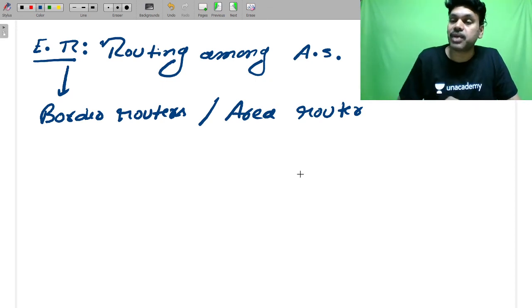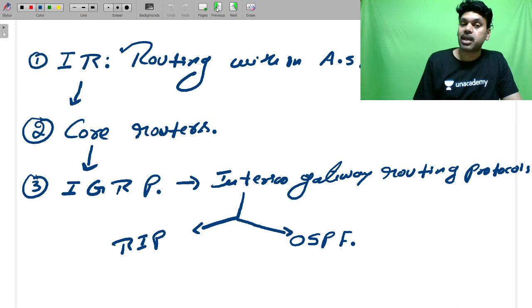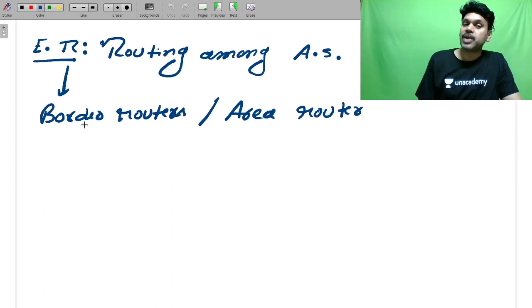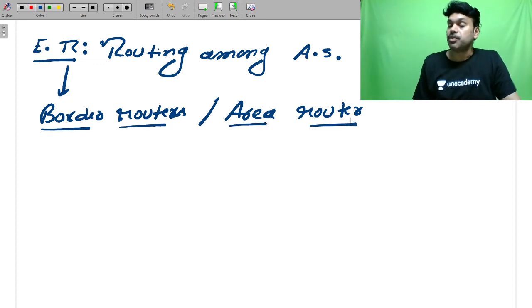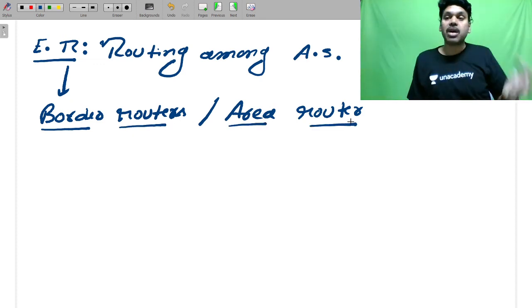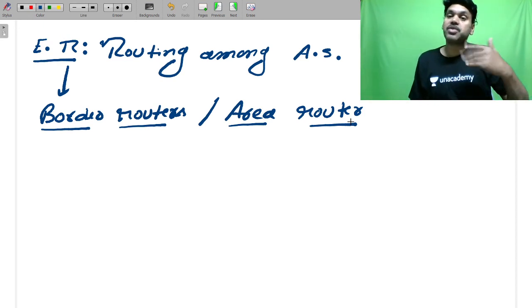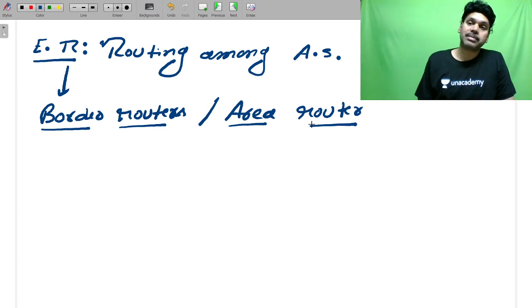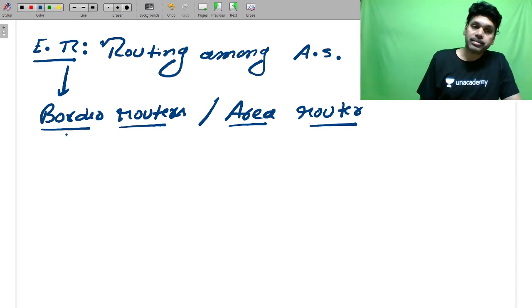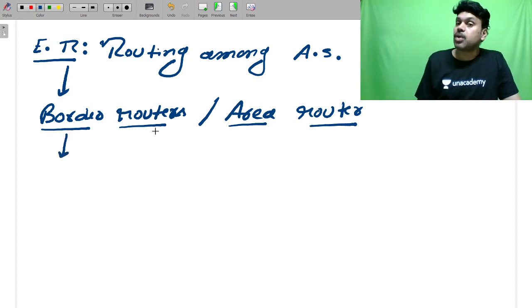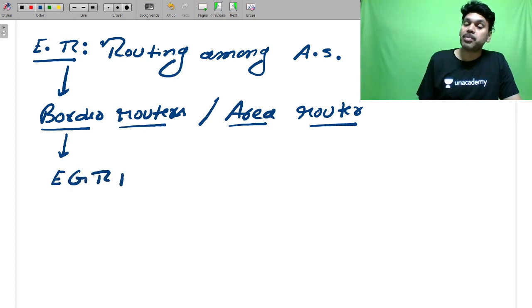A router is a hardware device. In the earlier case, you need to use core routers, and here you have to use a border router. They are very special routers which communicate from one autonomous system to another autonomous system. You can have such kind of configuration mechanisms in that. And border routers are going to use exterior gateway routing protocols.